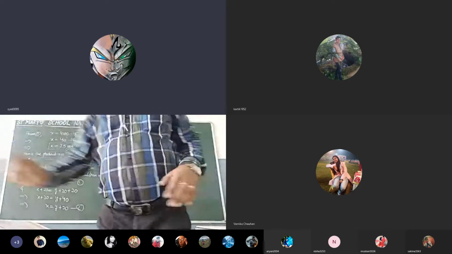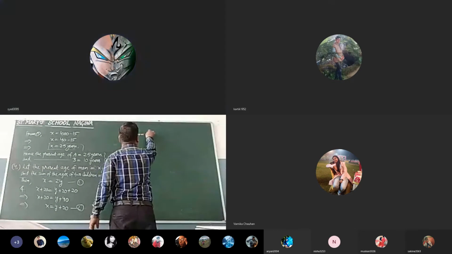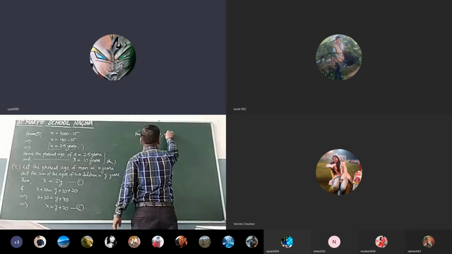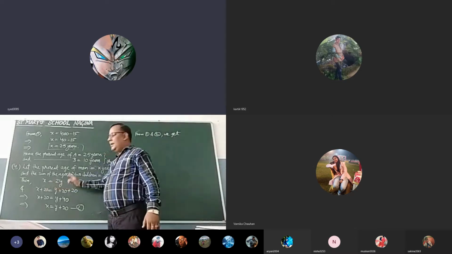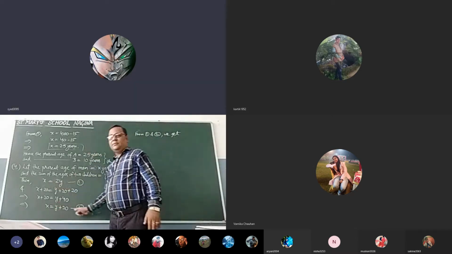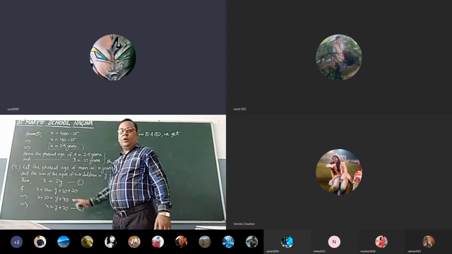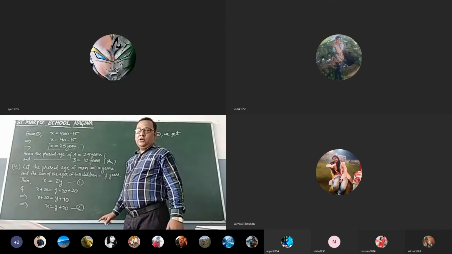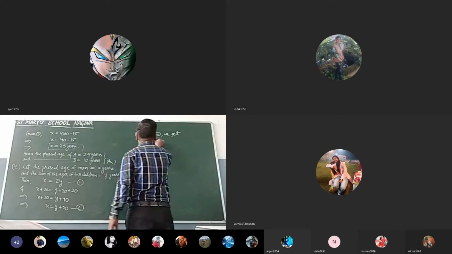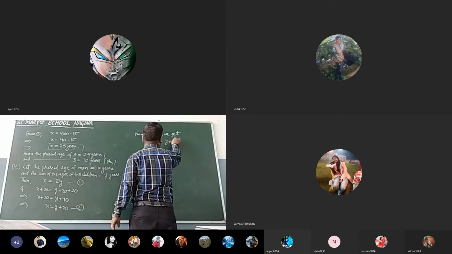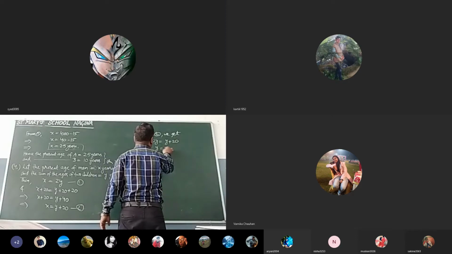Now it will become, from 1 and 2 we get in the first equation the value of x in terms of y, and in the second equation the value of x in terms of y. So we can make the comparison. Both are values of x, so both values of x will be equal. 2y equals y plus 20. So y equals 20.